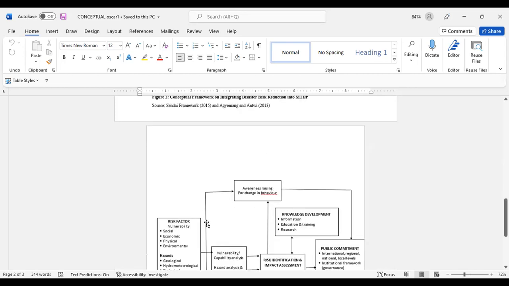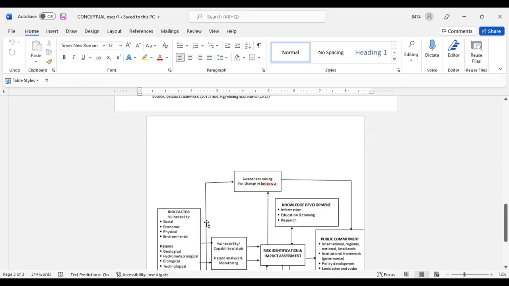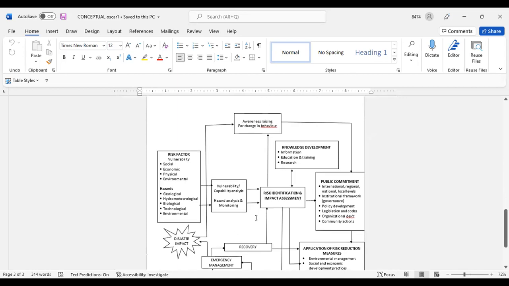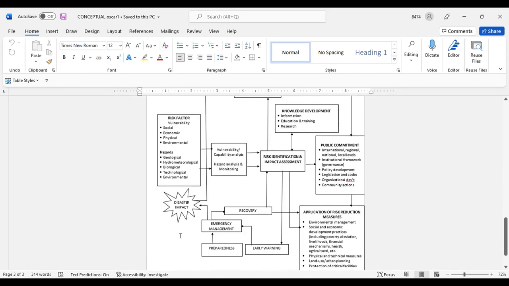Here wasn't the complete one. So let's look at this one. What we are saying is that this is the risk factor, the vulnerability. We have the social, economic, then those hazards. When this hazard occurs as a disaster, what are the issues that we need to look at? If we have emergency management, we have preparedness, early warnings, recovery plans, when disaster occurs, the impacts, this will help us to reduce the impacts.